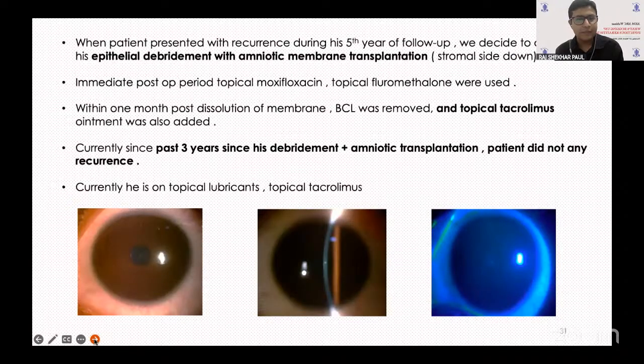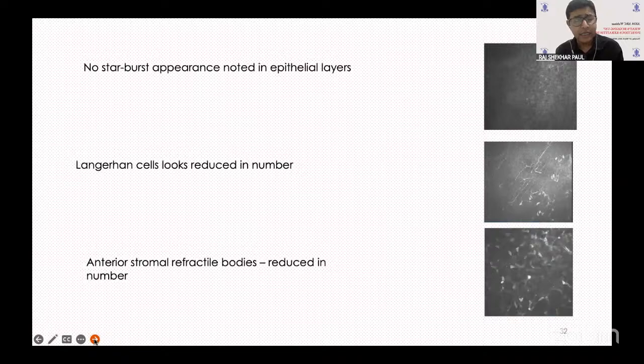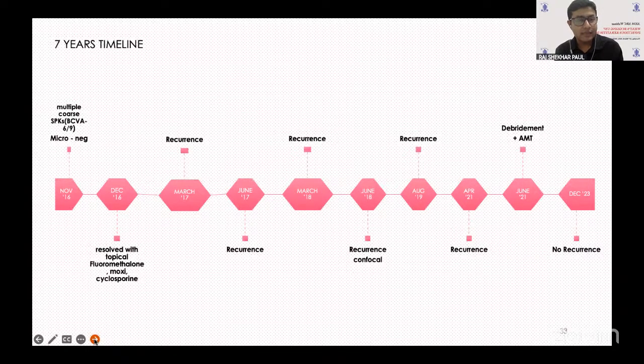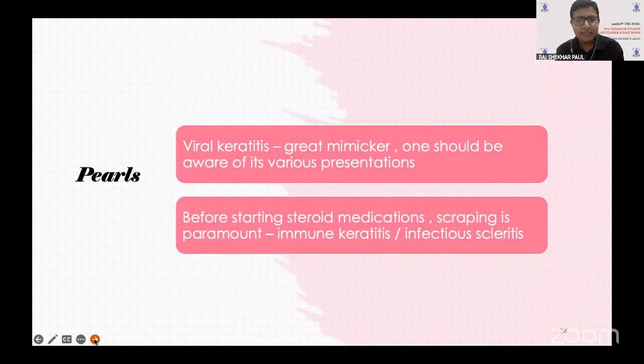We did epithelial debridement with amniotic membrane in the 5th year of his recurrences, and then kept the patient on tacrolimus. For the past 3 years, there have been no recurrences. Even the IVCM has improved. This is a 7-year timeline. So viral keratitis is a great mimicker, and before starting steroid medications, scraping is very important.